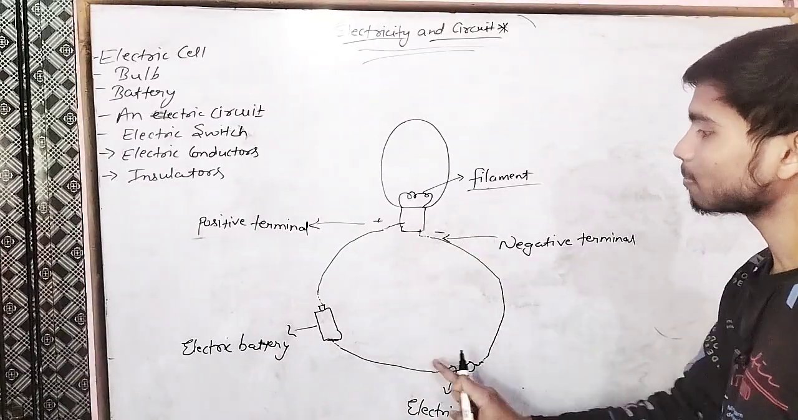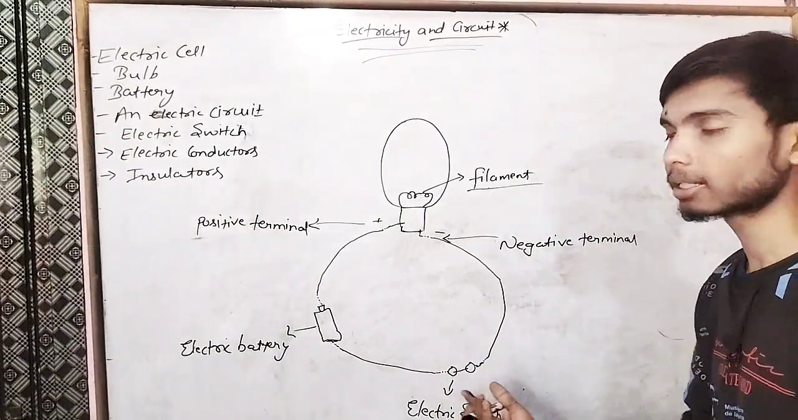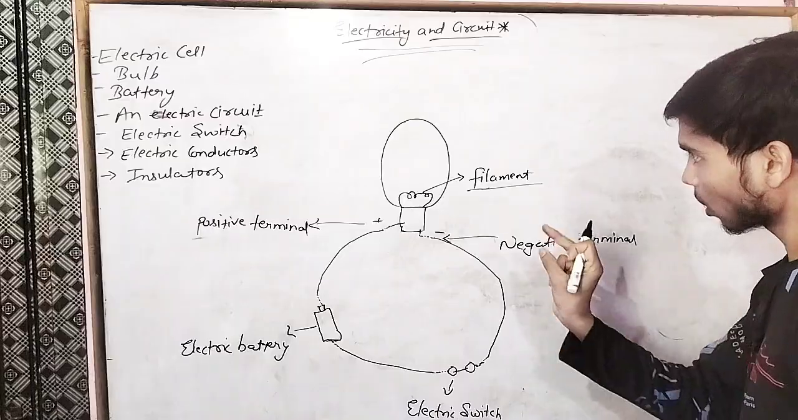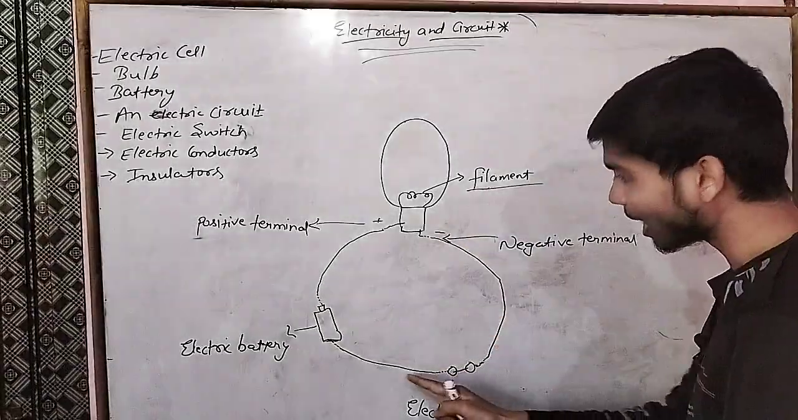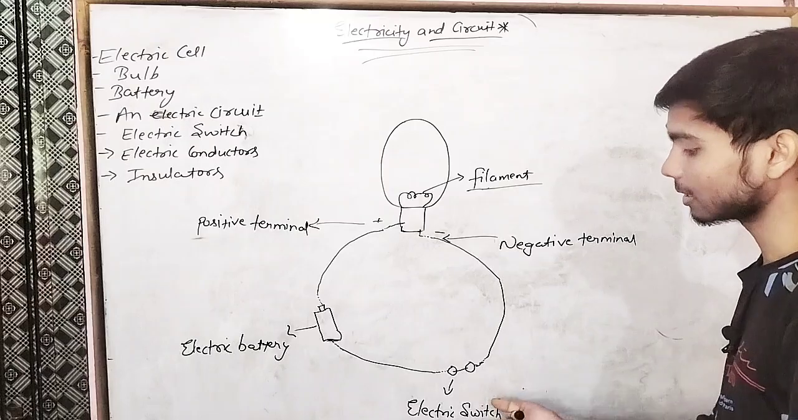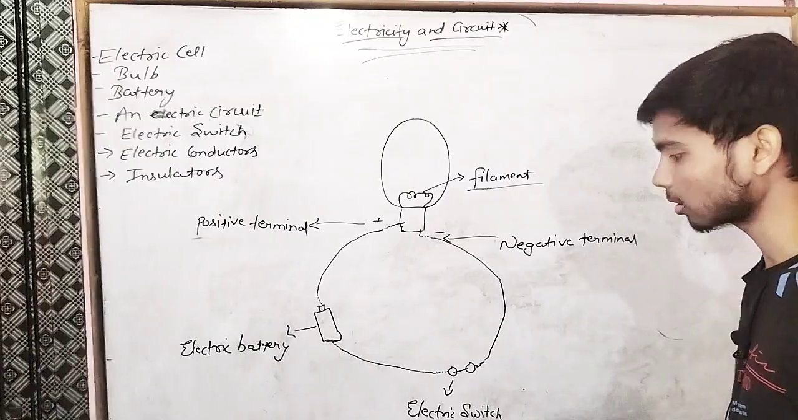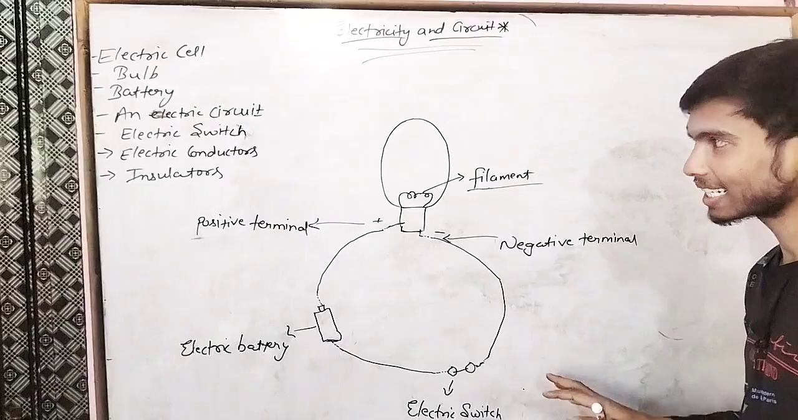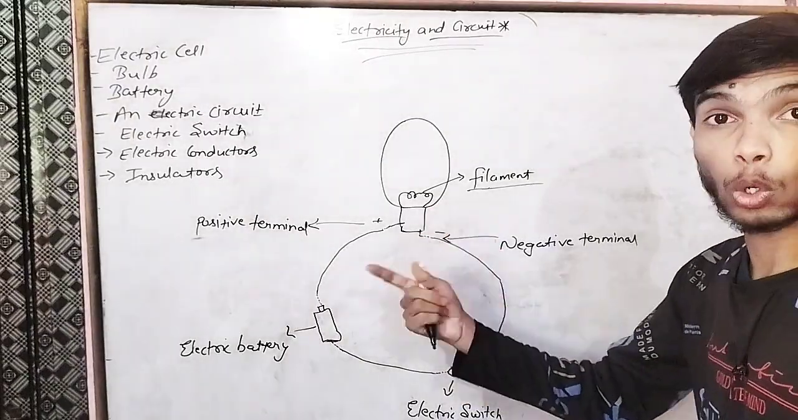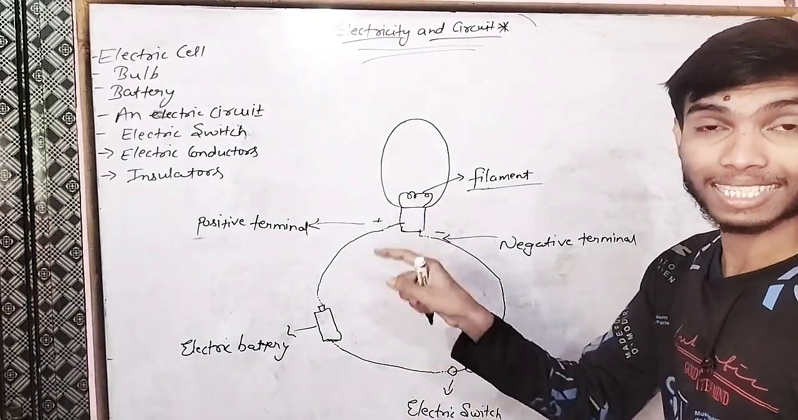So this is a complete circuit, and it is working. The bulb will glow because the wire is well connected. Here is the electric battery, and the switch is in on mode, and the wire is well connected. The filament is well. That's why it is working. The bulb is glowing because the circuit is complete.